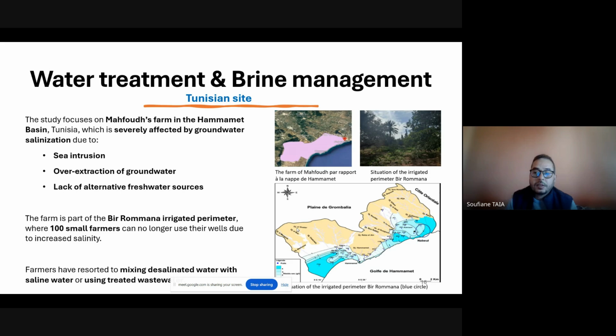So in the Tunisian site, our project focuses on Mahfouz farm in the Hammamet Basin in Tunisia, where groundwater salinization is a serious issue. The main causes of salinization are sea intrusion and also over-extraction and over-pumping of groundwater, and also the lack of alternative freshwater sources. To cope with this problem, farmers are mixing desalinated water with saline water, or using treated wastewater. So our goal in this project is to explore sustainable solutions on how to restore water quality and support local agriculture.